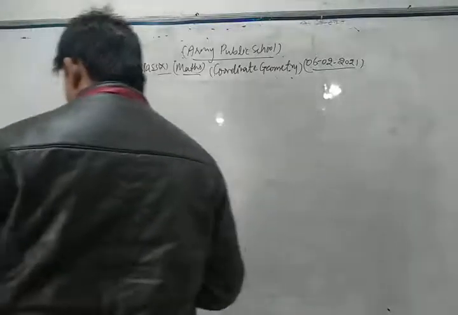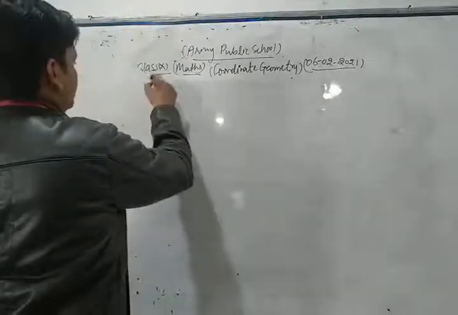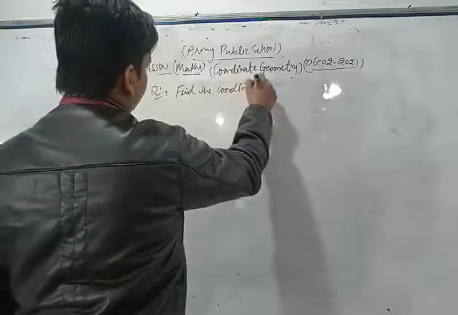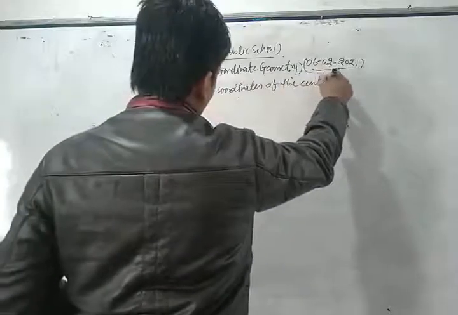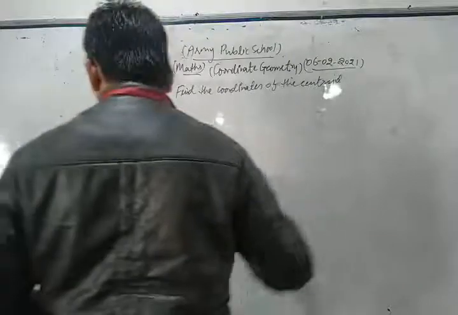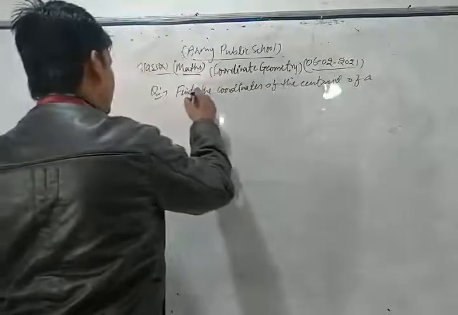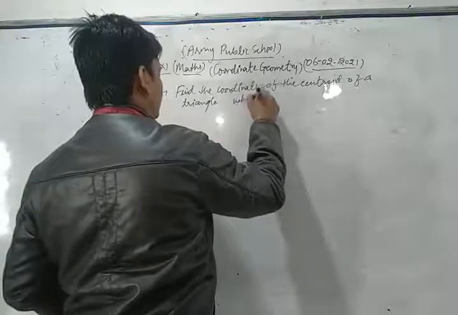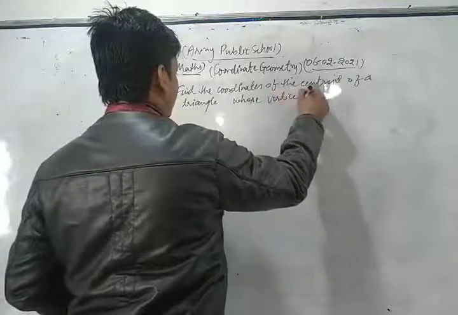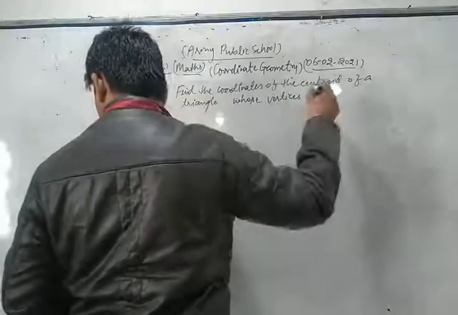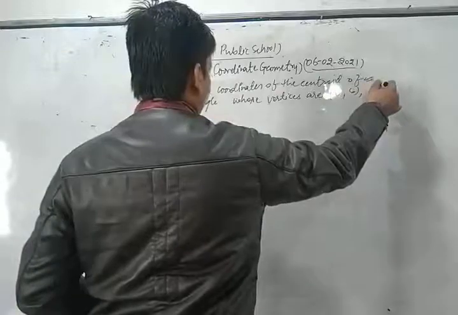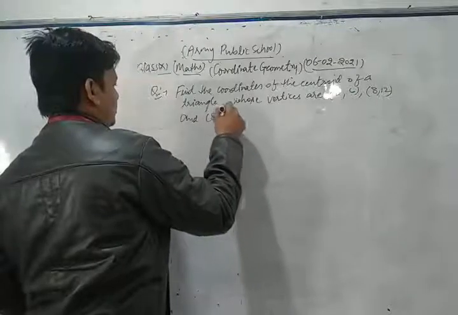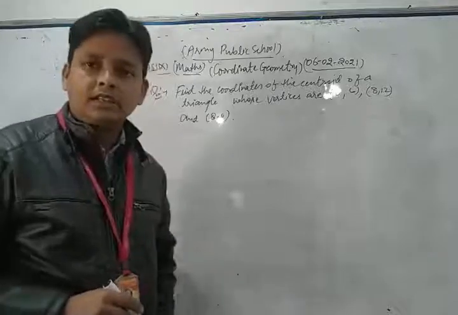And the question is, find the coordinates of the centroid of a triangle whose vertices are (0, 6), (8, 12) and (8, 0). Okay, students, let's see.